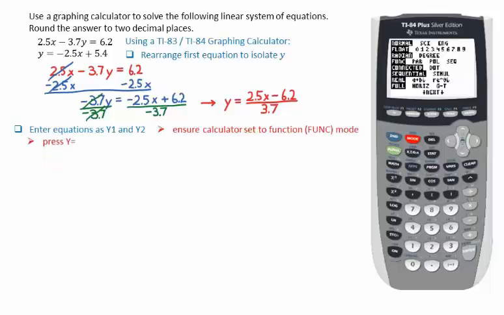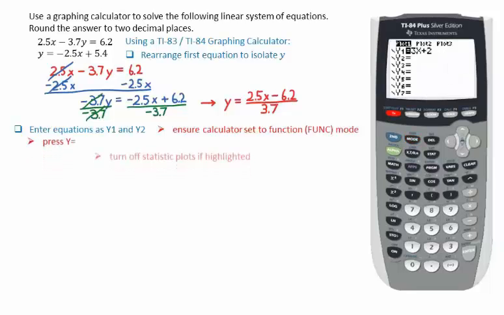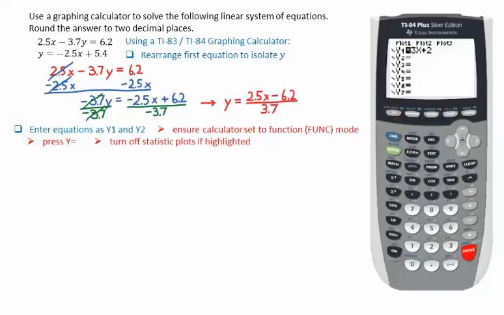We press y equals. We want to make sure that if we have a stat plot on, it is turned off. In this case, note that plot 1 is highlighted. I must then turn plot 1 off. Scroll up to plot 1 and then press enter.